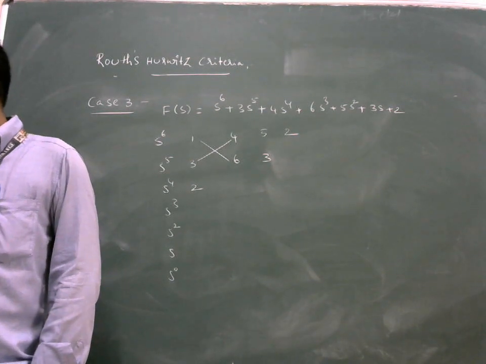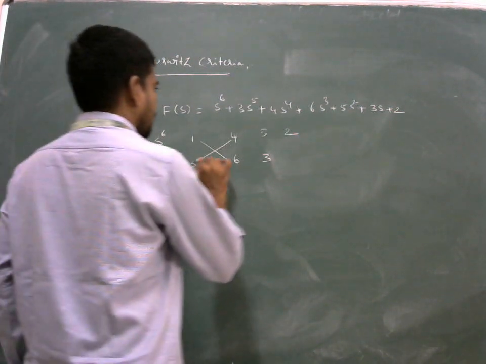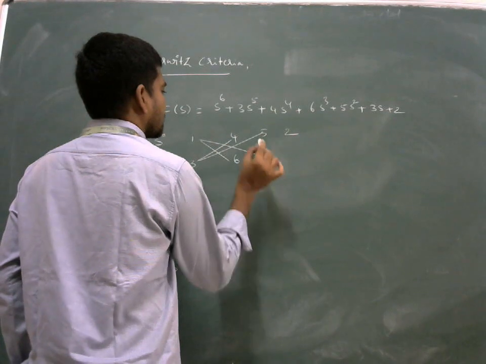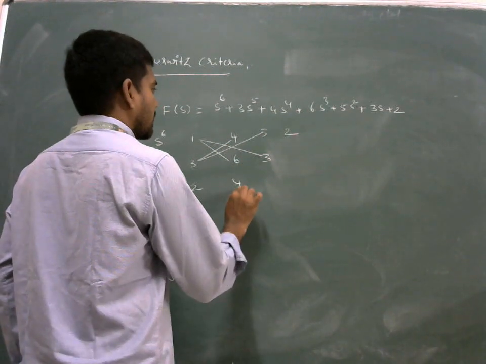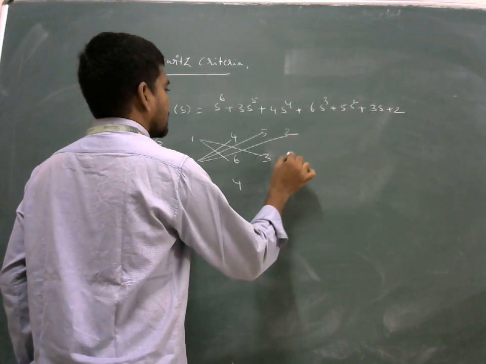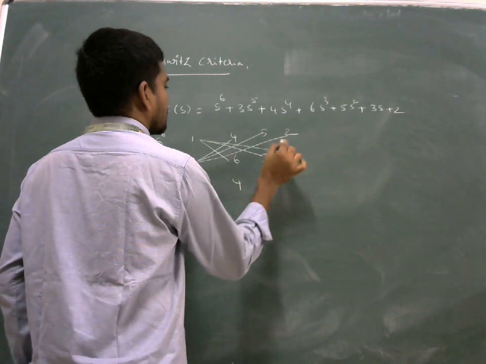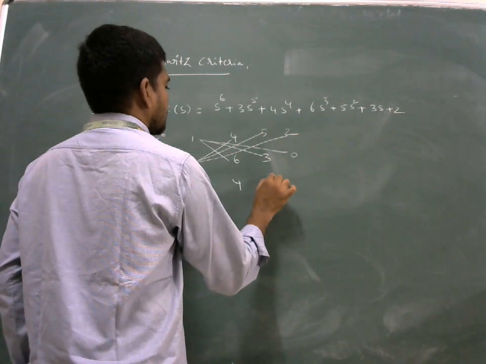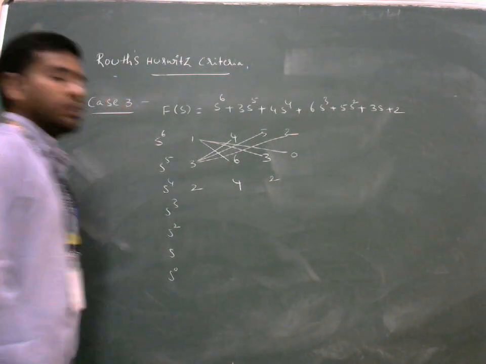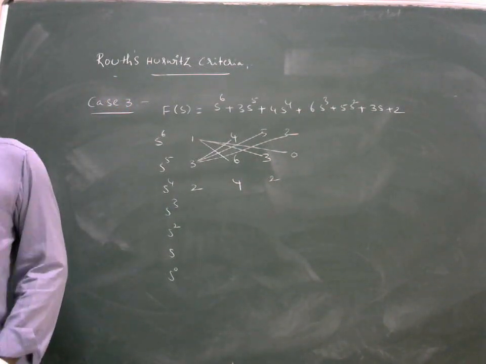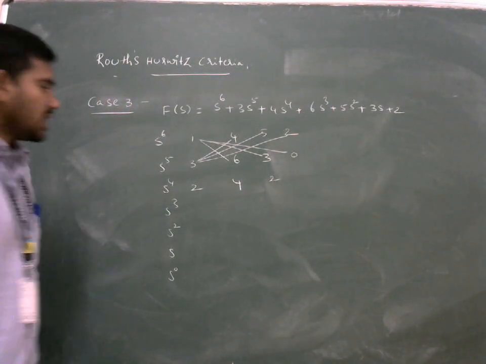Similarly, what is the next element? 3 into 5 is 15, 15 minus 3 is 12, divided by 3, 4 we get. Next, 3 into 2 is 6, 6 minus 6, divided by 3, gives 2. So 2, 4, 2 we are going to get.